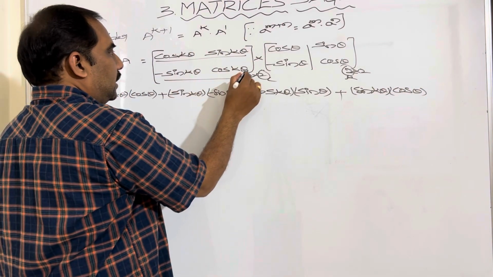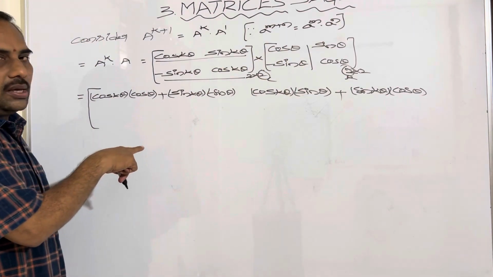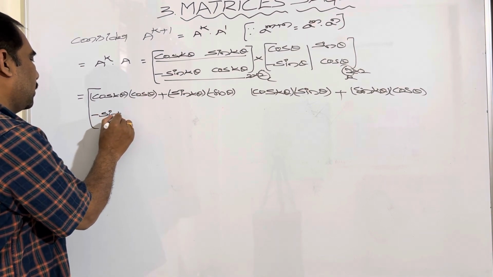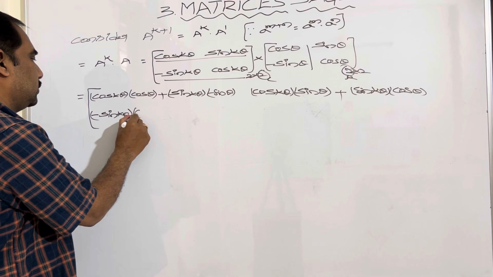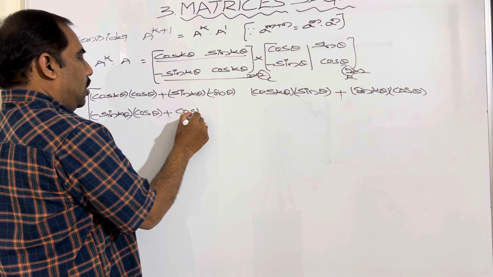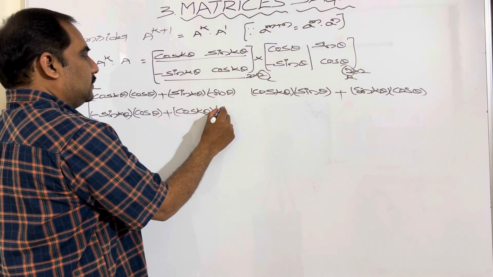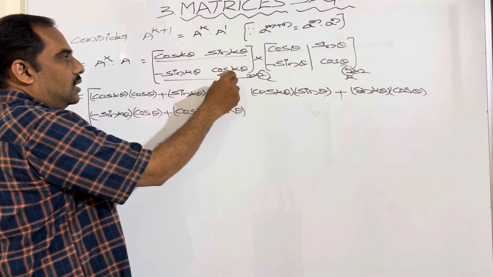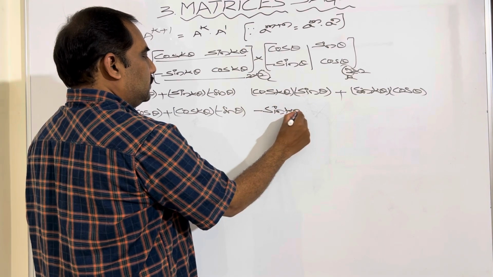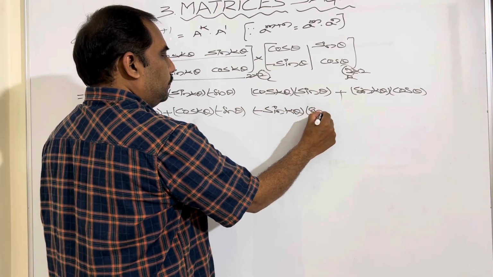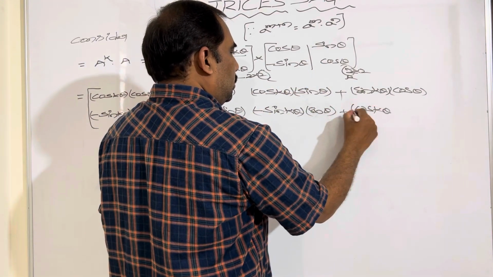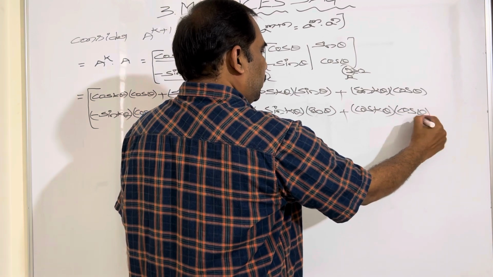Similarly, now multiply the second row, first column. Second row in the first matrix, first column in the second matrix: this is minus sin k theta into cos theta, plus cos k theta into minus sin theta. Now second row, second column in the next matrix: minus sin k theta into sin theta plus cos k theta into cos theta. See, now we get like this.